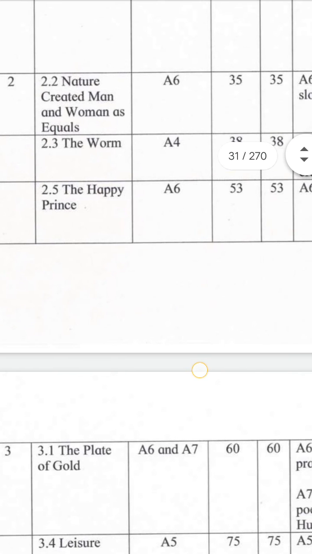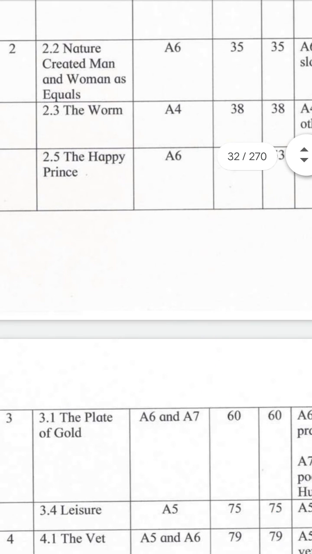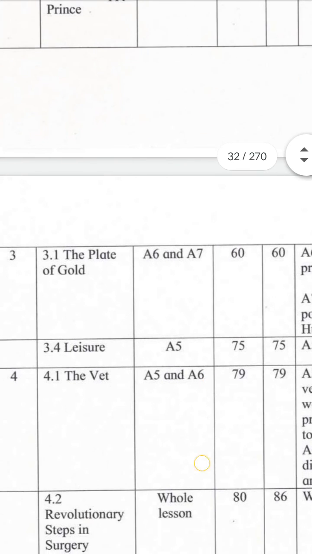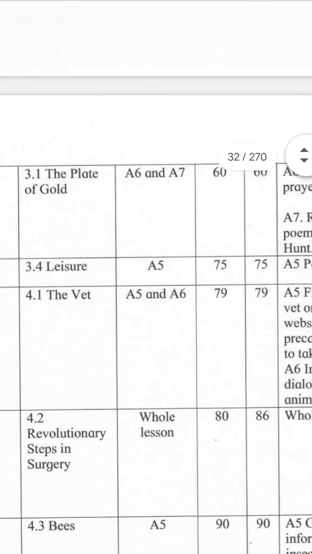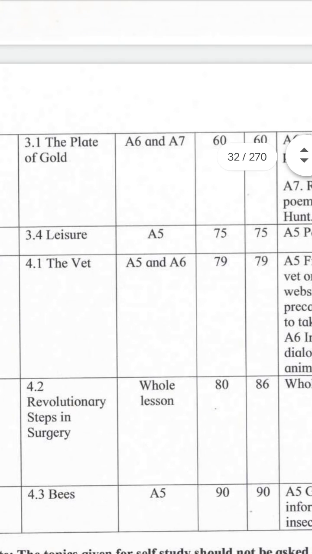Then 2.5, The Happy Prince, in this also question number 6 is omitted, which falls on page number 53. Then in third unit, The Plate of Gold, question number 6 and 7 are omitted, which fall on page number 60. Then 3.4, Leisure, question number 5, which falls on page number 75, is omitted.